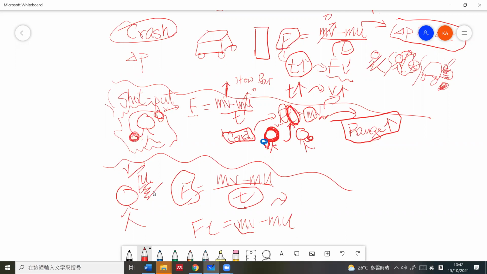If your hand bounces back, then the delta P will be increased. So the force will be increased, and your classmate will be hurt.